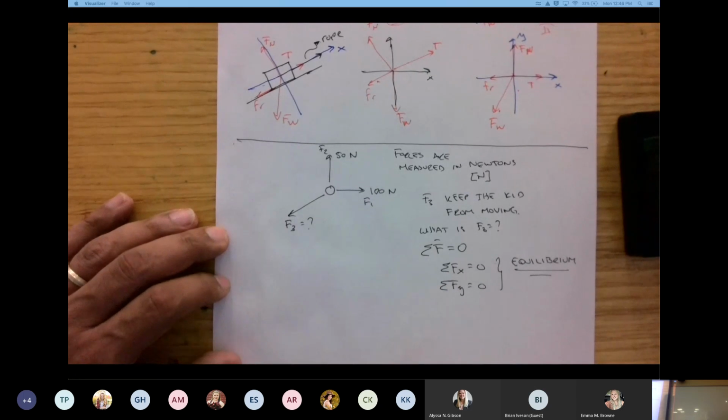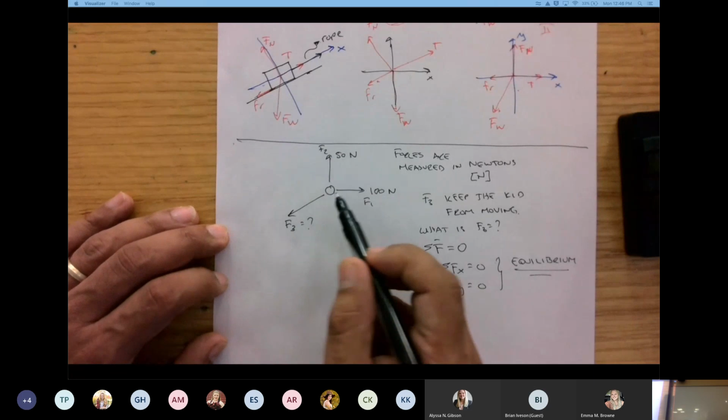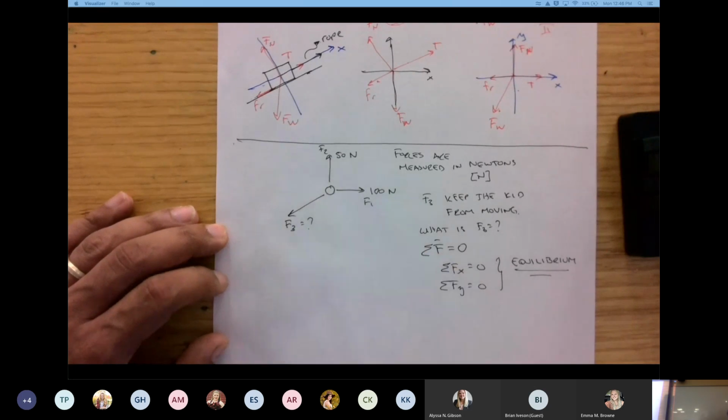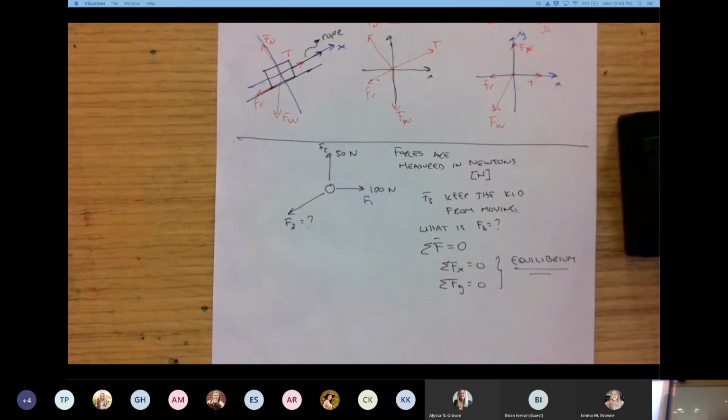Now I'm going to draw the free body diagram of this guy. Do it really quick on your own. This is from the top view. So even though we still have the normal force and we still have a weight, it's like going into your paper and out of your paper.